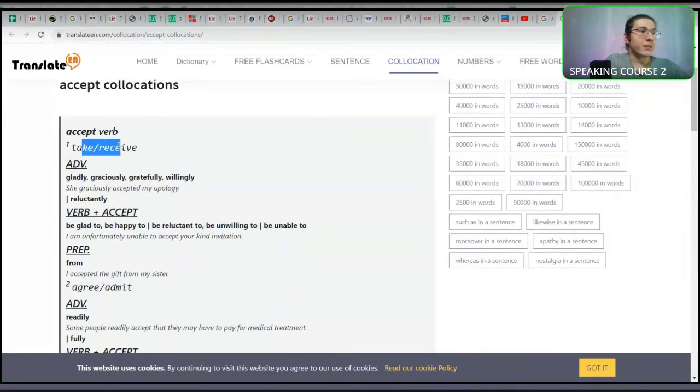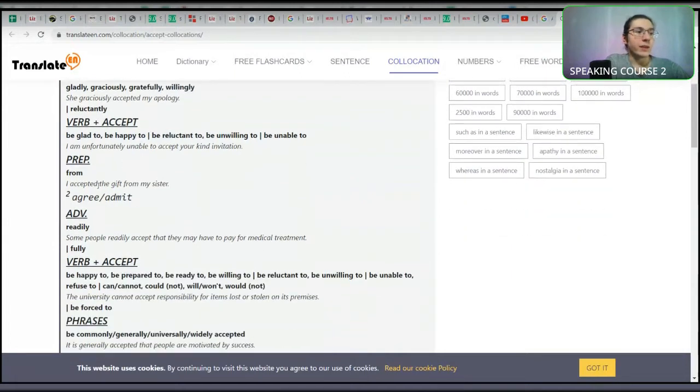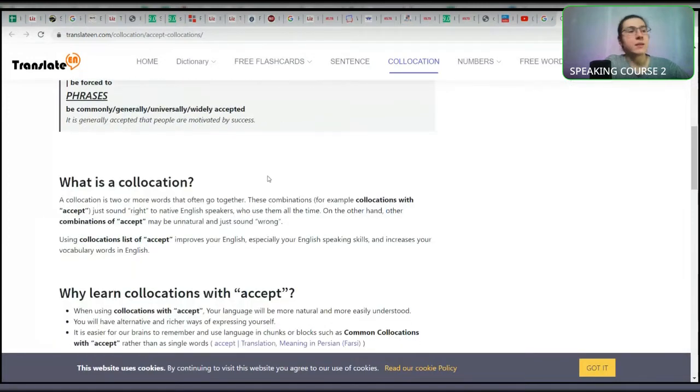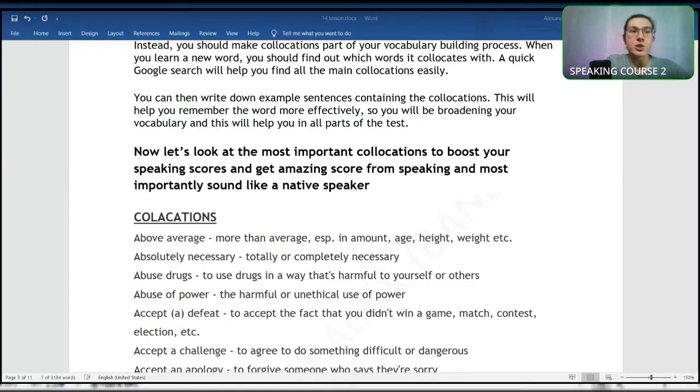Accept, verb: take, receive. Gladly, graciously, gratefully, willingly. Verb plus accept: be glad to accept, be reluctant to accept the gift from my sister. Accept from someone. Usually you say accept what from, meaning like accept the gift from my sister. And even more examples. Basically, just use Google. Really, it's not that difficult, and I think you can see from the examples that it's not that big of a difference. You're not changing a lot in your preparation. You're just writing down the information.